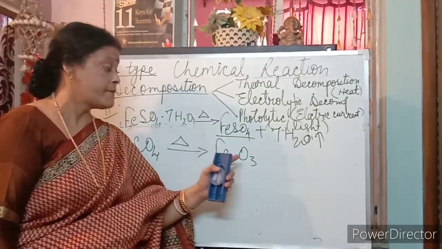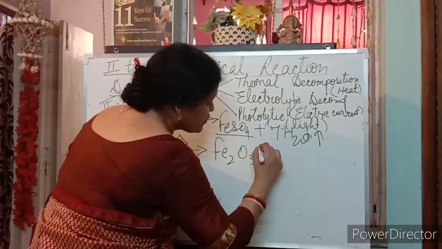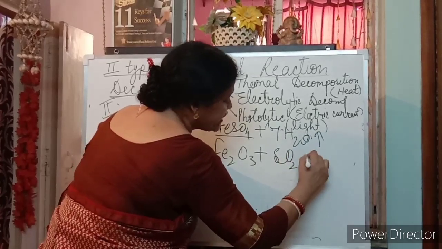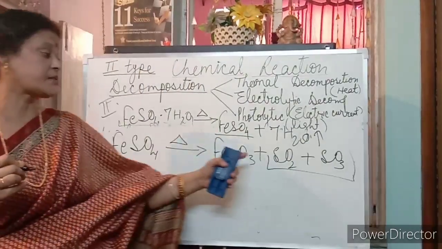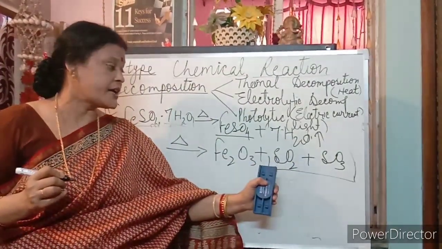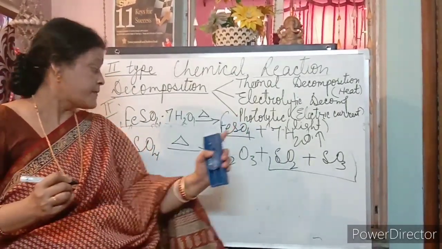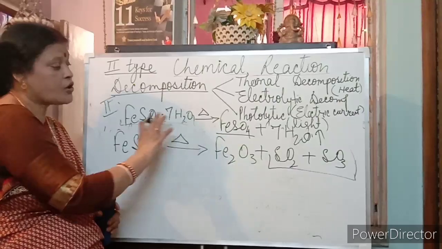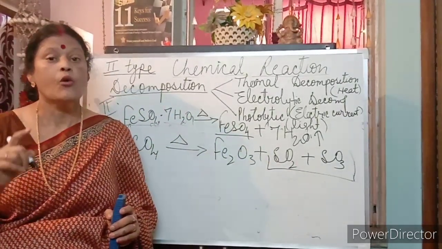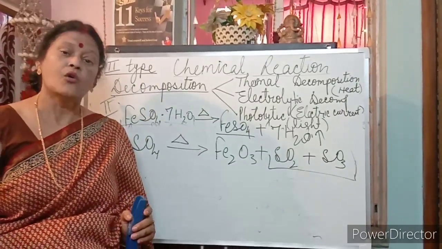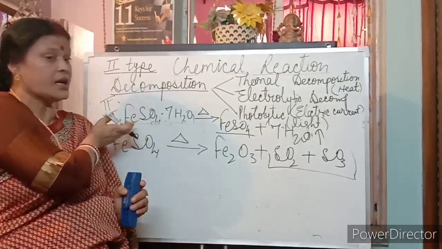Ferrous would mean plus 2, but the name of this compound is ferric oxide. Ferric oxide plus 2 gases will be released, that is sulfur dioxide and sulfur trioxide, which have a pungent smell, the smell of burning sulfur. So this is the first reaction, the decomposition of the hydrated crystal of FeSO4. Again I am repeating, what is water of crystallization? Water of crystallization means when a fixed number of water molecules is stuck to the salt.